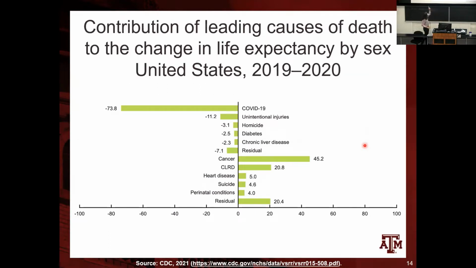This other graph shows the contribution of leading causes of death to the change in life expectancy between 2019 and 2020. And here is where we start to see a clearer association between deaths caused by COVID-19 and the decline in life expectancy at birth. Deaths caused by COVID-19 contributed to almost 74% of the overall decline in life expectancy in the US between 2019 and 2020. These other causes of death also had negative impacts, or also made life expectancy decline in the period.